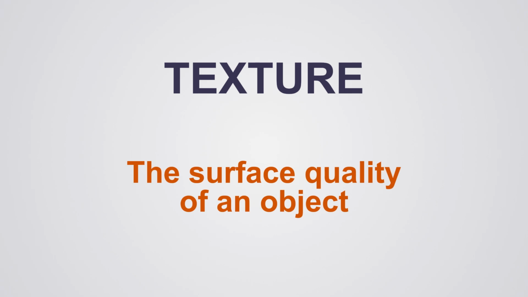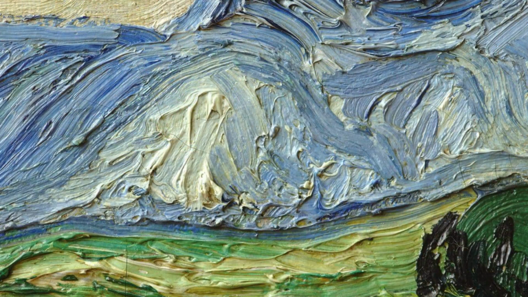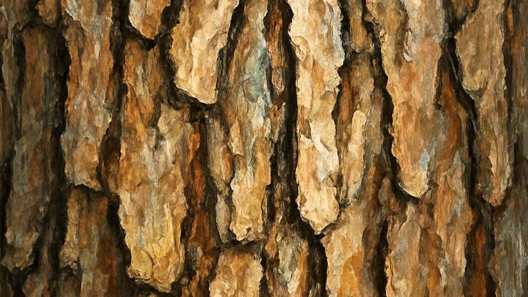Number 5 is texture. Texture refers to the surface quality of an object and adds richness and depth to a piece. Texture can be real, as in the tactile quality of a painting that you can actually see and feel, or implied, as when an artist creates the look of texture on a flat surface.